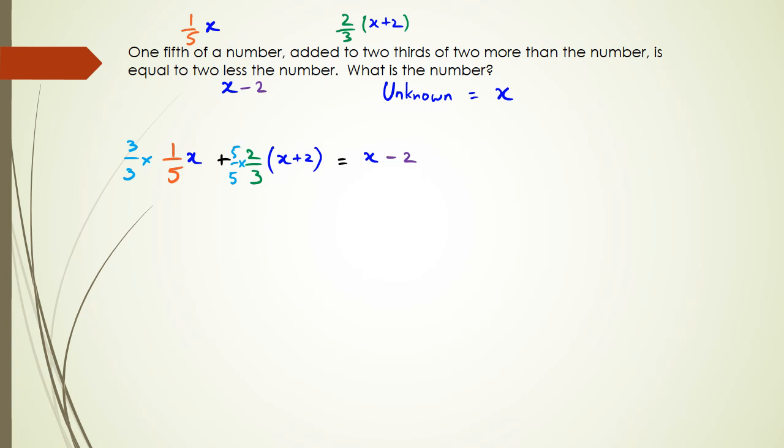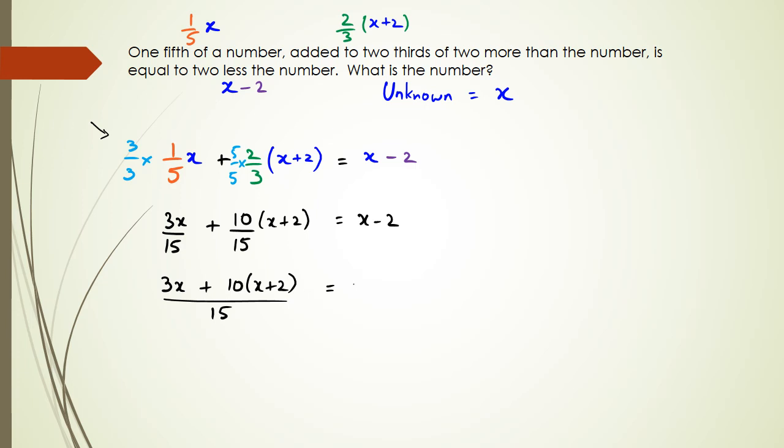So I'm doing this fraction here first. In the numerator I've got 3 times 1 times x, which is equal to 3x, and in the denominator 15. Plus 5 times 2, which is 10, over 15, and that's multiplied by x plus 2, and all of this is equal to x minus 2. Because 15 is a common denominator in both of these fractions, I can rewrite this as 3x plus 10 times x plus 2, divided by 15, equal to x minus 2.